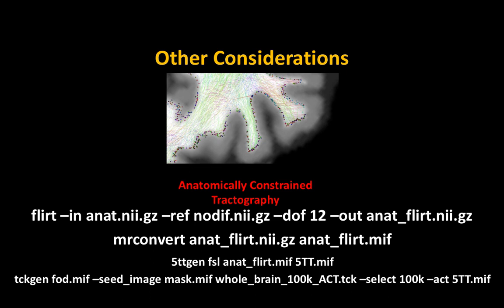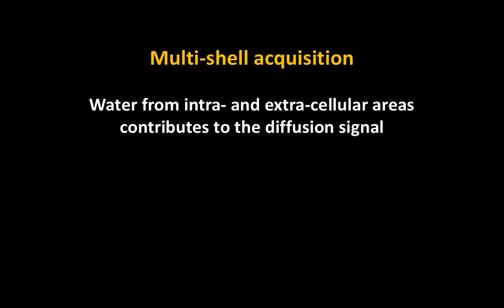A few words about multi-shell acquisition. I'll show you the finished product from tckgen and then open it up to a couple different questions. Our job would be a lot easier if diffusion in the white matter tracts, these axons, was the only thing that we got signal from, but it's not. We also get signal from water from intra and extracellular areas within a certain voxel, and that contributes to the diffusion signal.